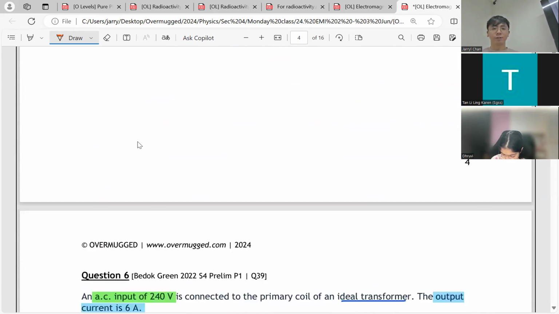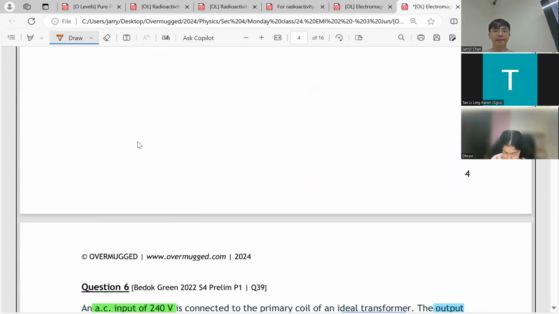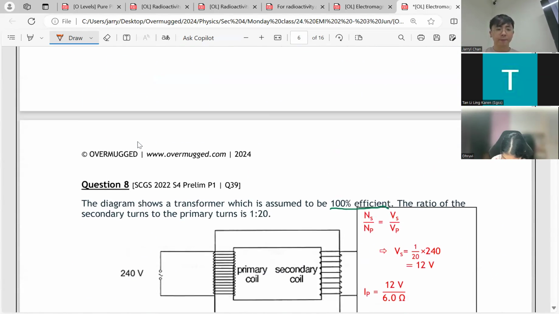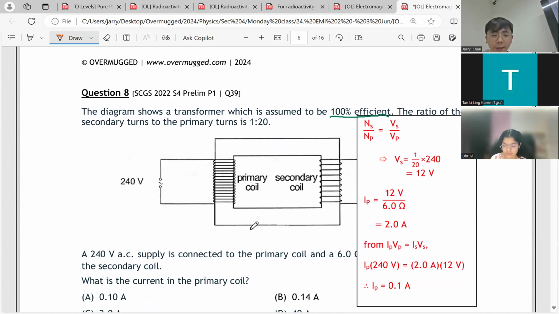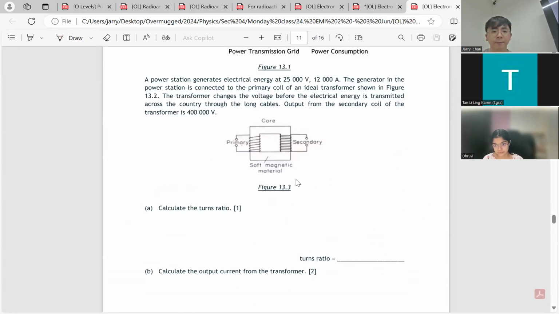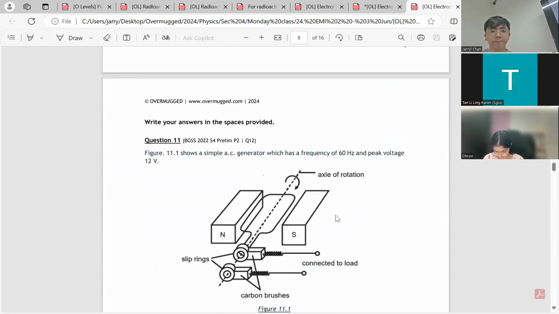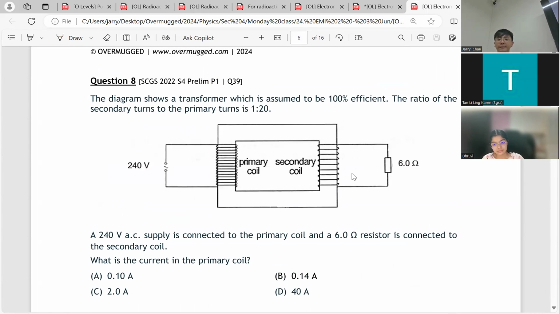Let's go to question 8, 9, 10. Question 8. Sorry, this one I need to open because I cannot block it really. Question 8: 240 volts, 6 ohms.